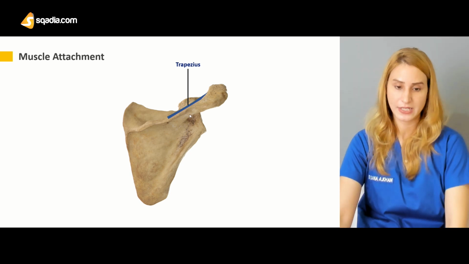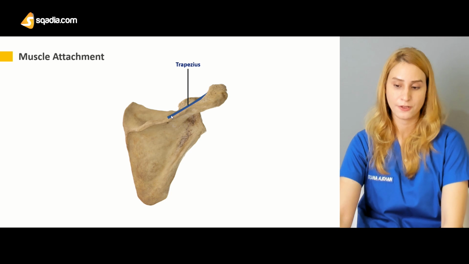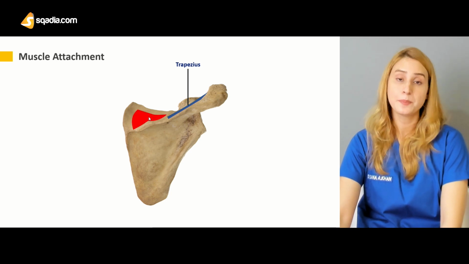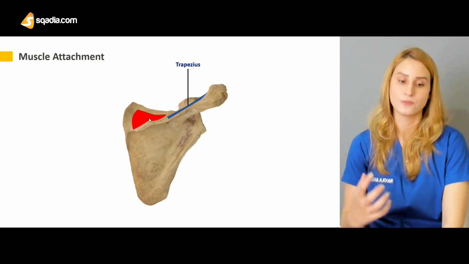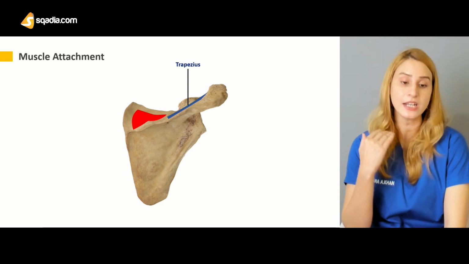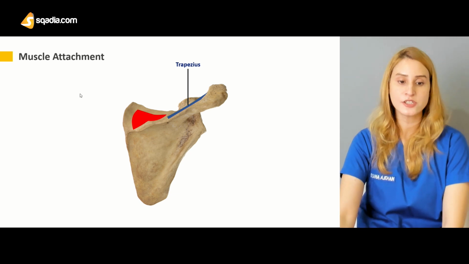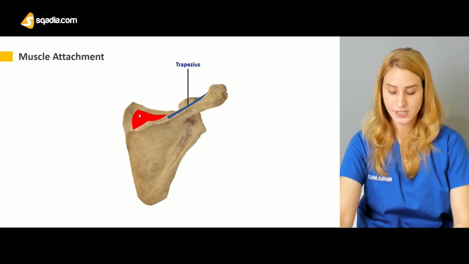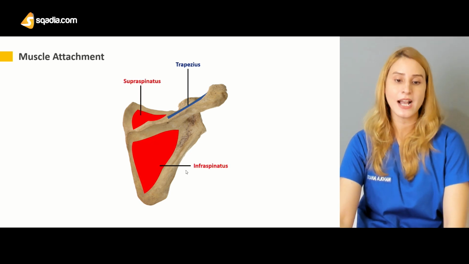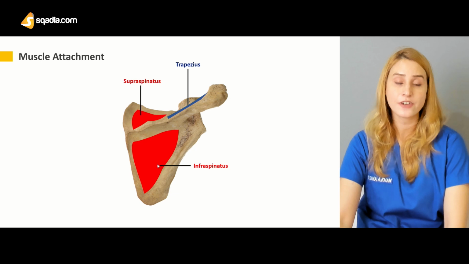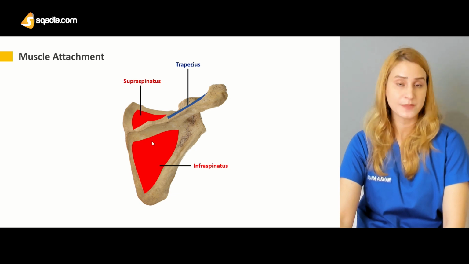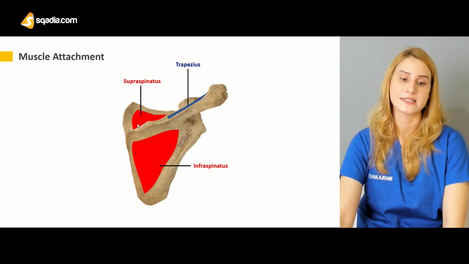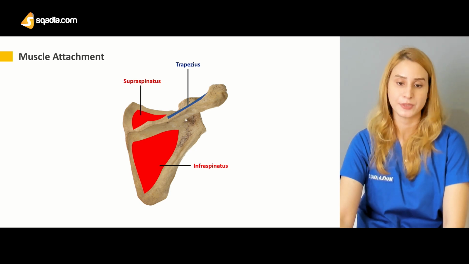Then you have the trapezius, which is attaching to the spine of the scapula, just the superior surface of the spine of the scapula, right here. Then you have this supraspinous fossa, just above the spine of the scapula, and the muscle attached here is the origin of the supraspinatus muscle. Then you have the origin of the infraspinatus muscle from the infraspinous fossa, which is located below the spine of the scapula.